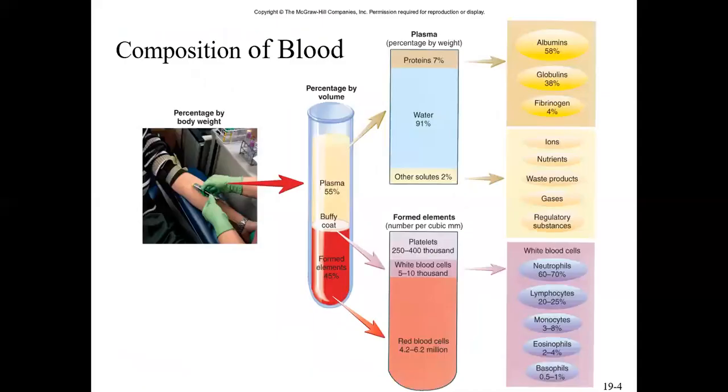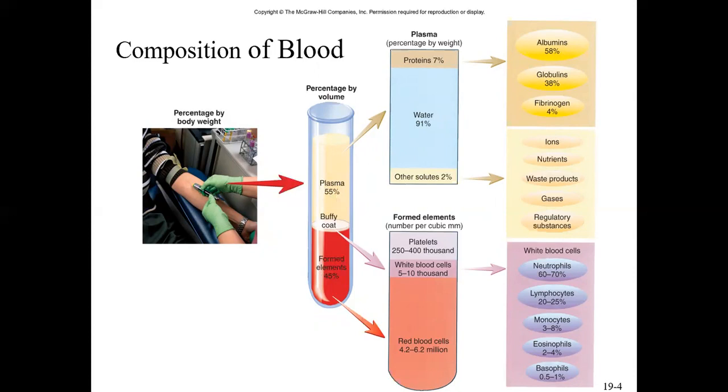I found this chart here in a different textbook. I think it does a good job of illustrating it. It still shows you the same two parts of the blood, the plasma and the formed elements, and then it breaks down each of the divisions here and shows you what's inside of each one. So, for example, the plasma makes up about 55% of a blood sample.